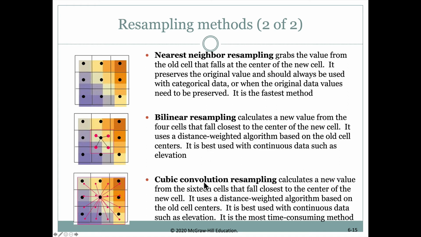Taking that another step further, the cubic convolution resampling also calculates a new value, but not just from the 4 closest neighbors, but from the 16 closest neighbors. So it's taking much more of the surrounding area into account, and it's still a distance-weighted algorithm, which means the ones closer count for more than the ones further away. This one is definitely the best for continuous data, and it's the one I would recommend if you ever have to use resampling on elevation data. Even though it's the most time-consuming method, when you get your new digital elevation model out, it won't have any artifacts from the old grid in it.